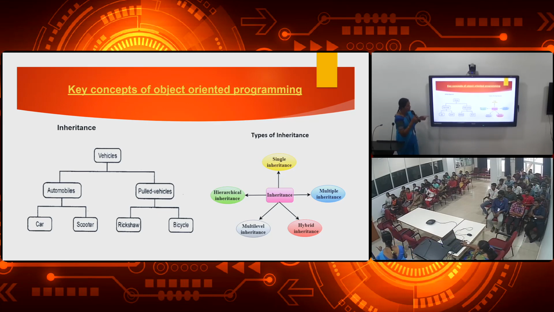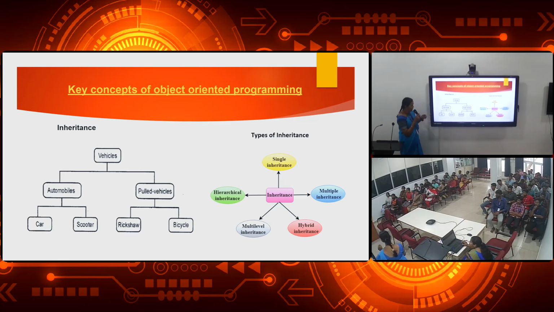So this is an example. Vehicle is considered as the base class. From this base class, they are deriving two more classes: automobiles and pulled vehicles. And from automobiles again, they are deriving two more derived classes, car and scooter. And pulled vehicles also derive another two classes, rickshaw and bicycle.